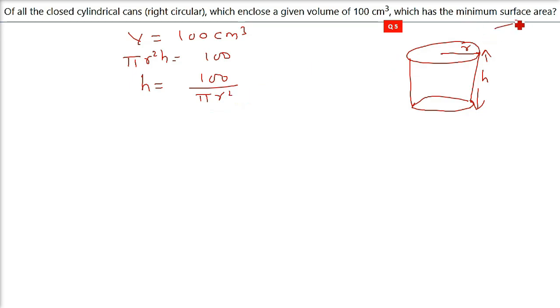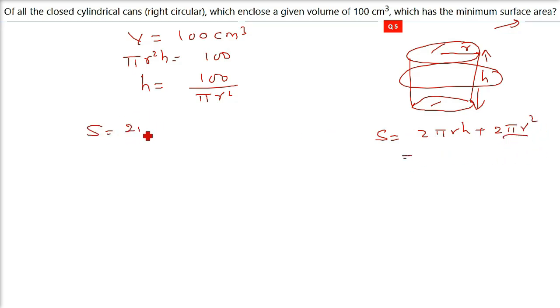This is the height. Now coming to the surface area, the minimum surface area. Surface area is the whole outer area, the curved surface area, plus the surface area of both the ends, which is pi r square plus pi r square, 2 pi r square, plus 2 pi r h. Now surface area we can write as 2 pi r square plus 2 pi r into h. And what is h here? 100 divided by pi r square. Now you just cancel this, and you will get 200 by r.